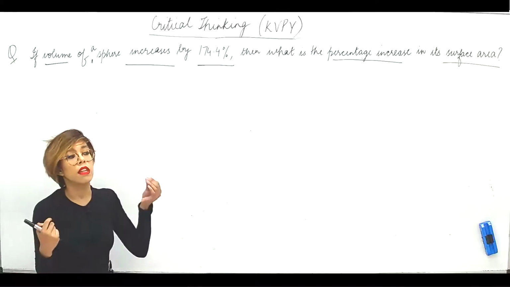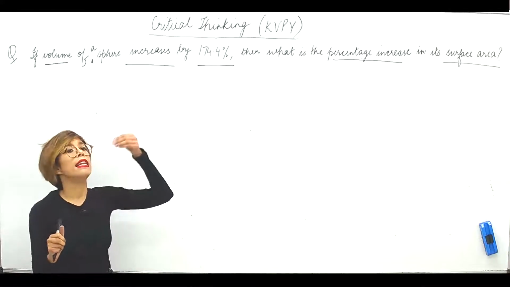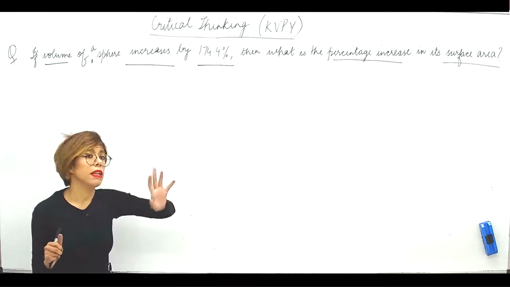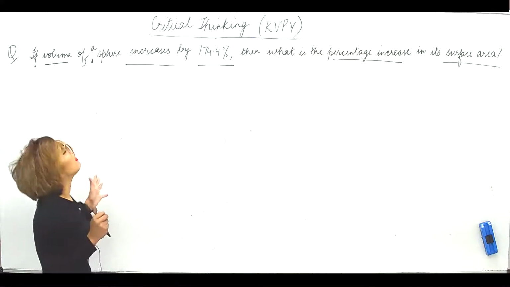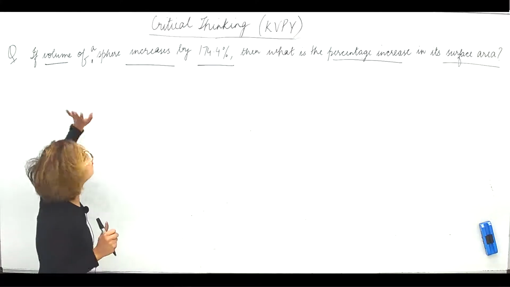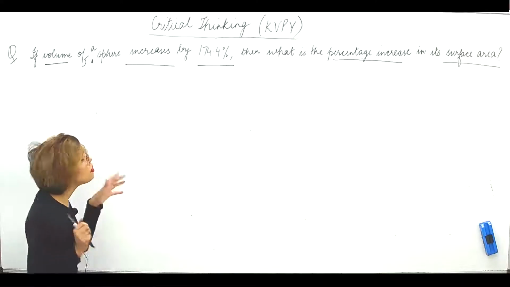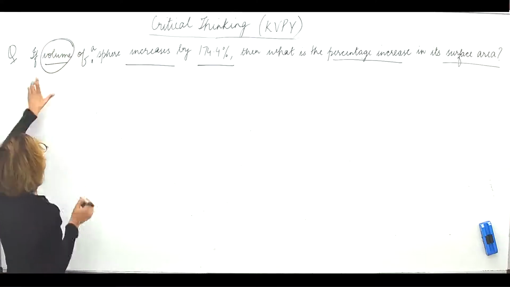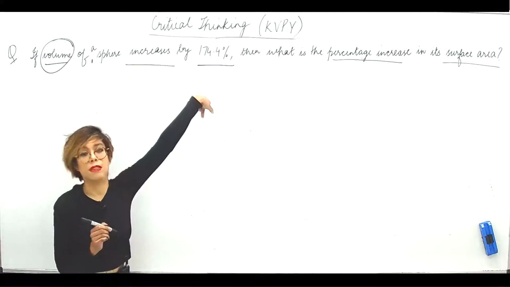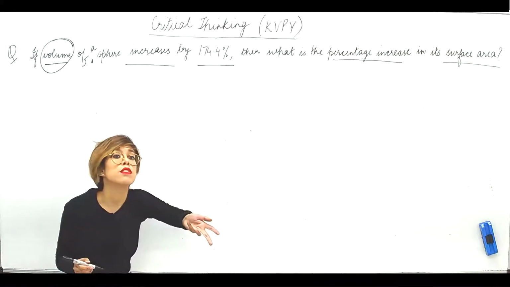So you will say, ma'am, let the initial radius of the sphere be small r and let the latter radius be capital R. Right? And wait a second, I'm just interested in percentage increase, right? So I can choose my own radius. And in fact, I will not choose the radius in this case. I'll be choosing my volume, because he says that volume increases by this much percent. Right? So let me choose my volume, which will be easiest for me.